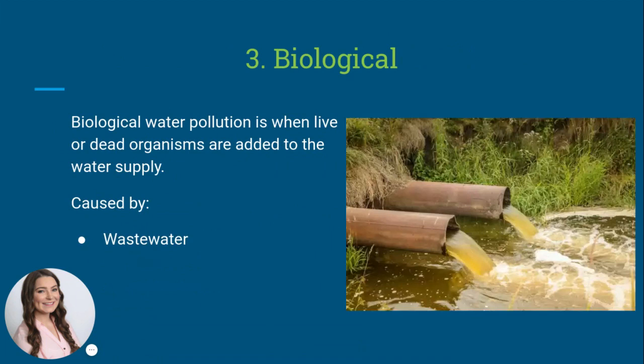Biological water pollution is when live or dead organisms are added to the water supply. For example, wastewater from toilets, showering, and washing dishes may contain harmful microbes such as E. coli and Salmonella. If uncontrolled, chemical and biological pollution can seep into the aquifer and contaminate drinking water.